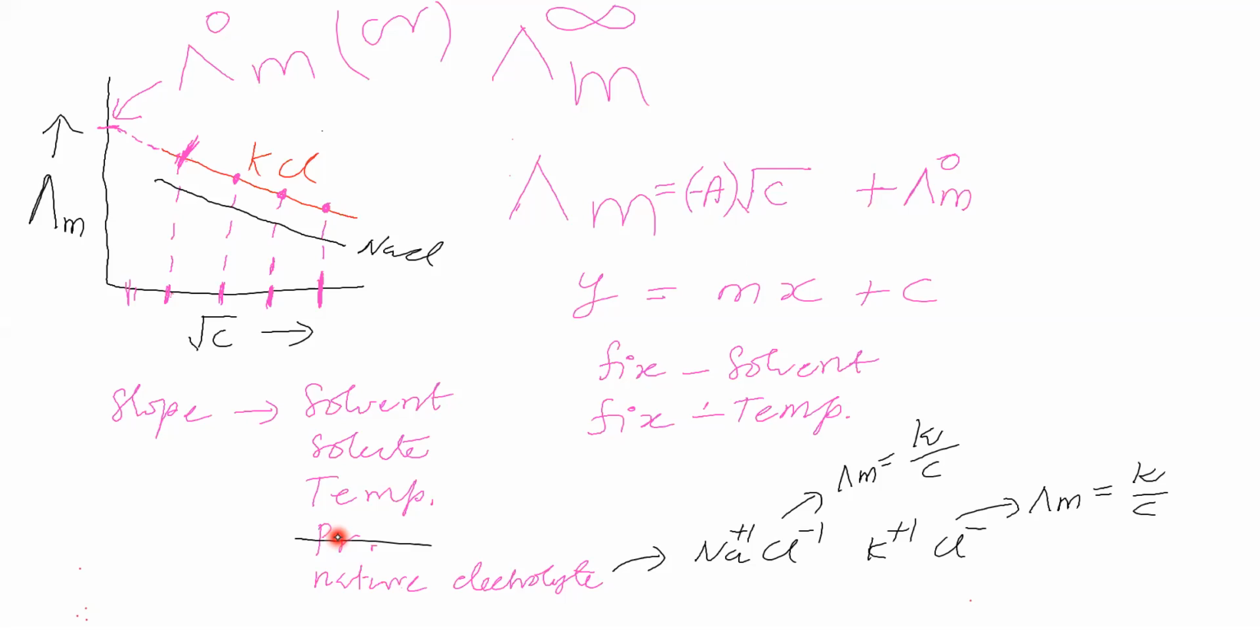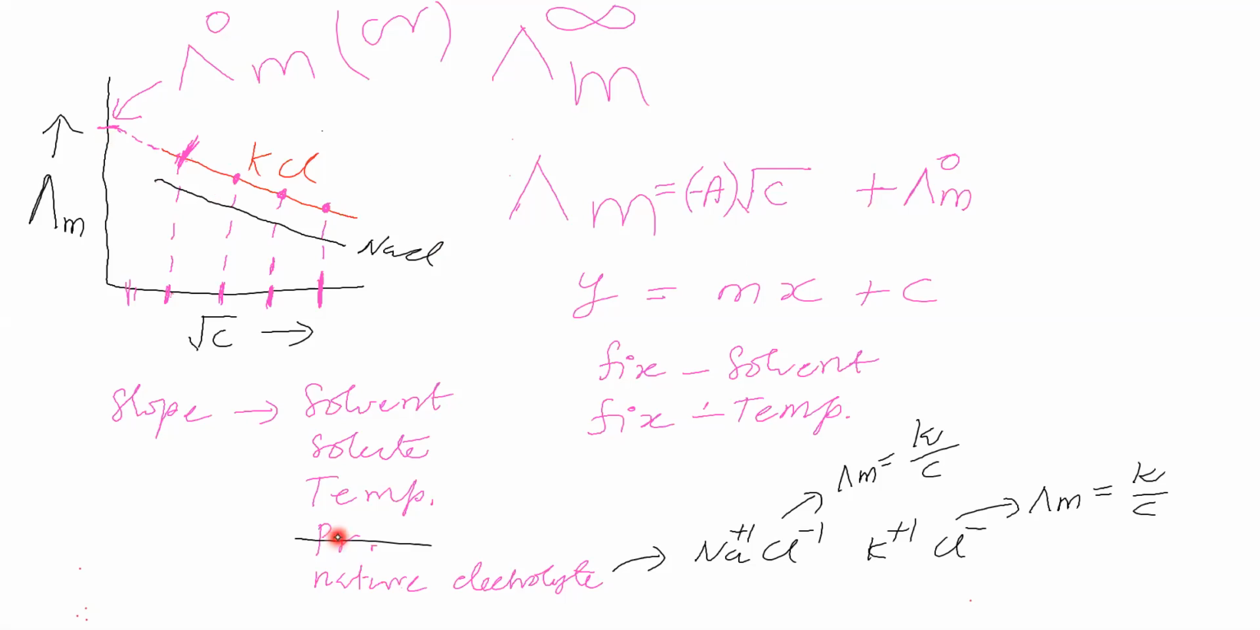Now, for strong electrolytes, how will the graph be? That is the relation between lambda m and square root of C that we have seen here. Lambda m naught for a strong electrolyte we cannot get experimentally, but graphically we can get by extrapolating.